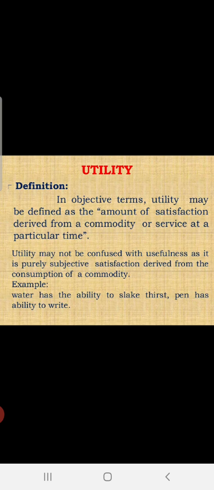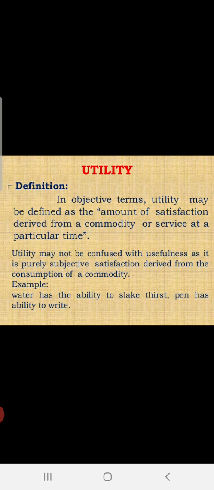No issue regarding it. There is no need to write the things which are given in the slide. You can use that PDF file for the notes. But here you have to focus on what the utilities are. Utility means the want-satisfying power of a commodity. Who propounded that concept? Dr. Alfred Marshall propounded that concept. In objective terms, utility may be defined as the amount of satisfaction derived from a commodity or service at a particular time.